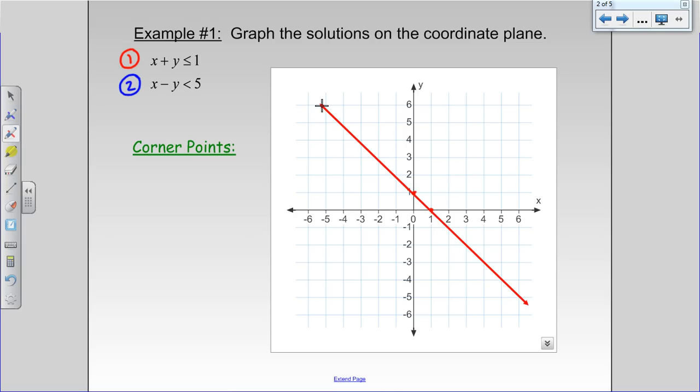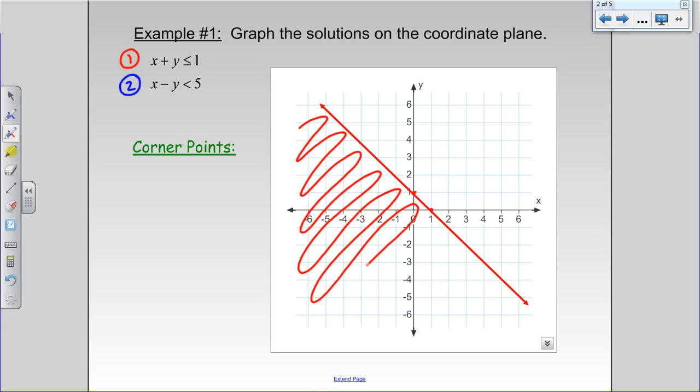Now we need to test a point in order to determine which side of the boundary line should be shaded. Testing the origin, if x is 0 and y is 0, we obtain the inequality 0 is less than or equal to 1. Since that inequality is true, the origin is a solution, as are all the points on the same side of the boundary line as the origin, so we shade them red.